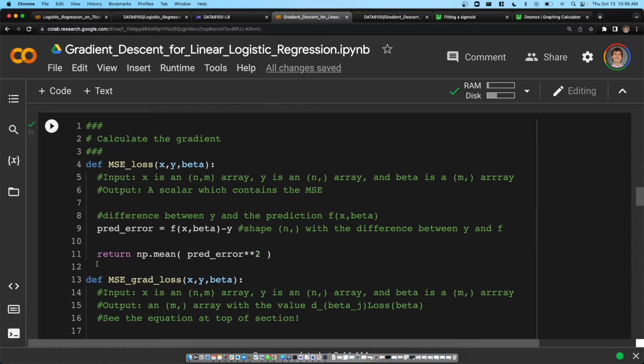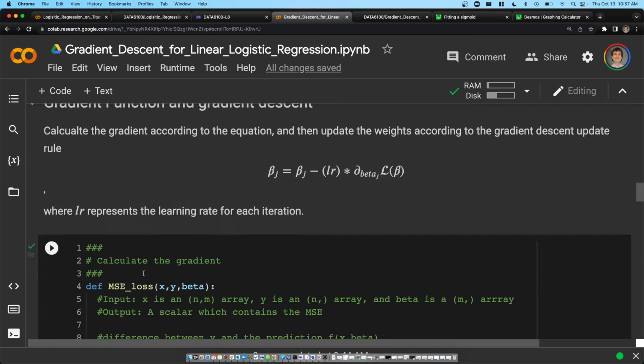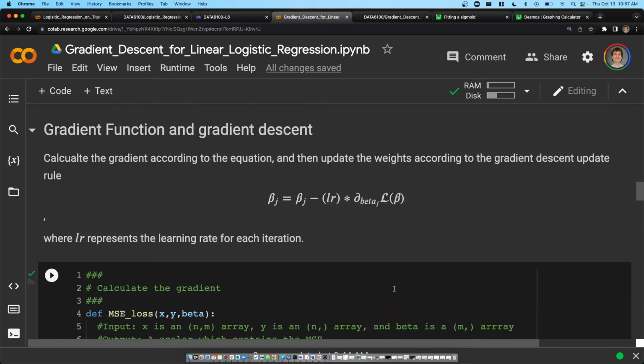So this is the loss function, the mean squared error. And this is the gradient of the loss function. Okay, and it really is the formula that was on the board a second ago. It's the prediction error times x. So it's doing, really, this formula. So it's a very simple formula, and it's simple to implement. It's one line of code, right?